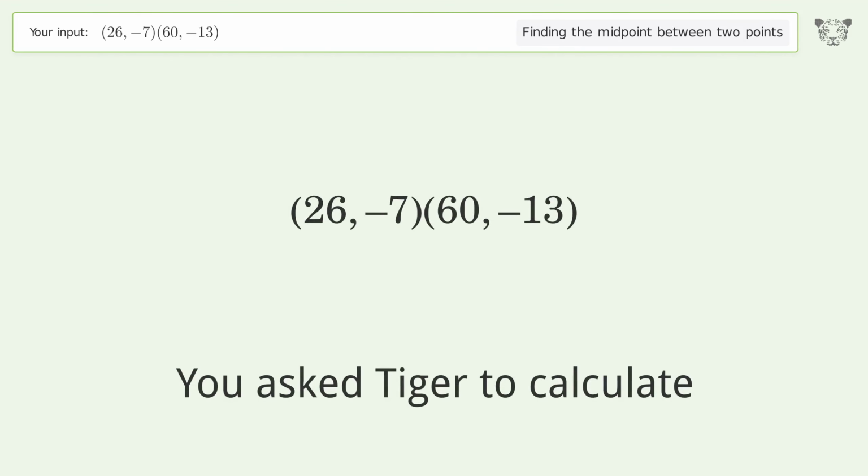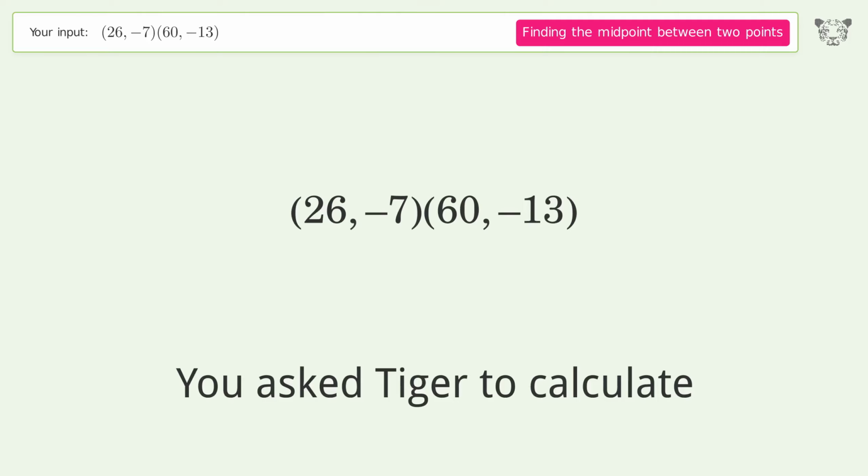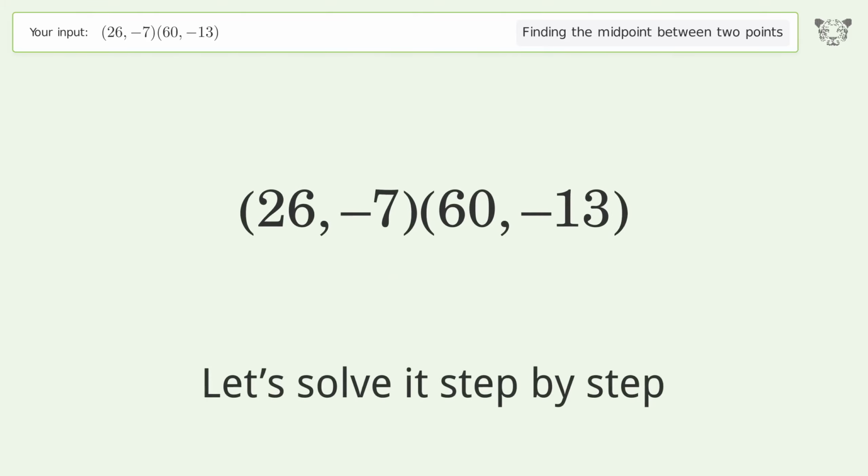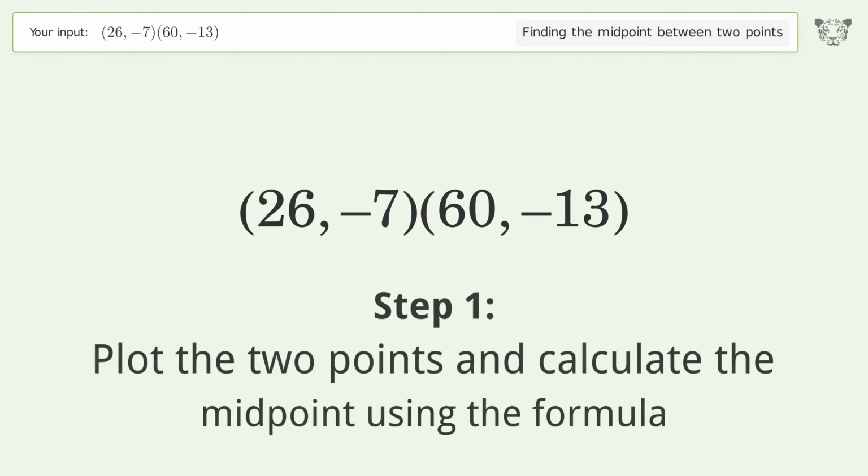You ask Tiger to calculate. This deals with finding the midpoint between 2 points. The midpoint between the 2 points is 43, -10. Let's solve it step by step. Plot the 2 points and calculate the midpoint using the formula.